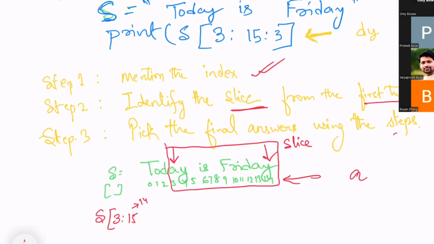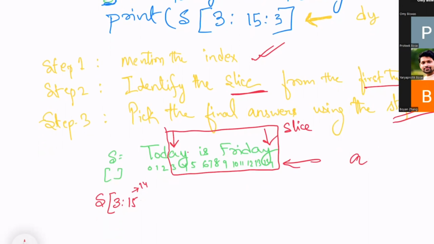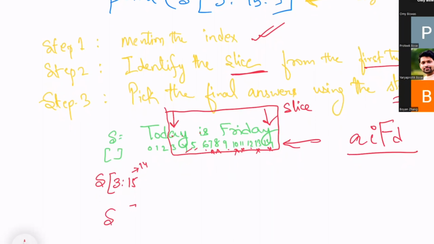Now we will decide the answer, pick it using the steps. So we'll start at A, then step 3 means we skip and go to the third position from A. A, then skip 2, 4 and 5 you skip, go to 6. 6 is I. Then skip 2 of them, go to 9. That is F. Then skip 2 more, go to 12. That is D. Then skip both. That's it. This is the answer. AIFD.